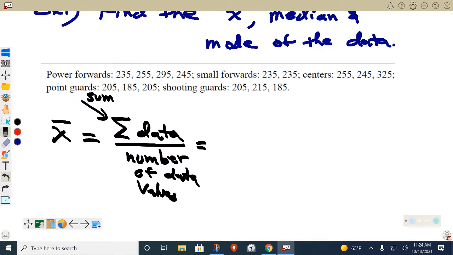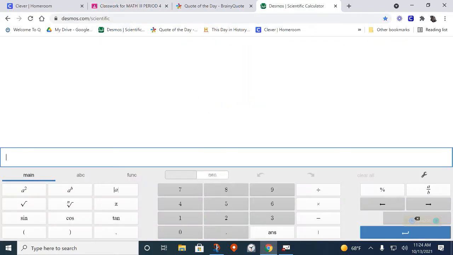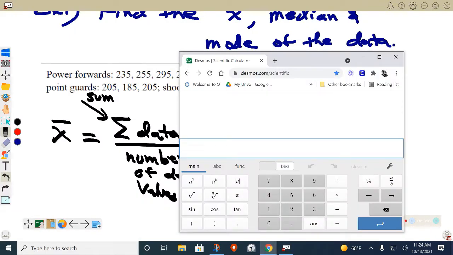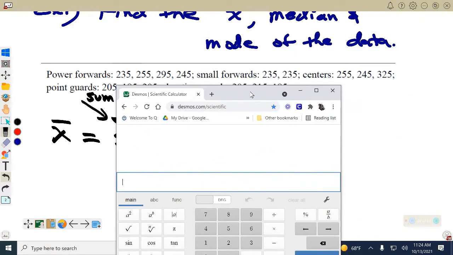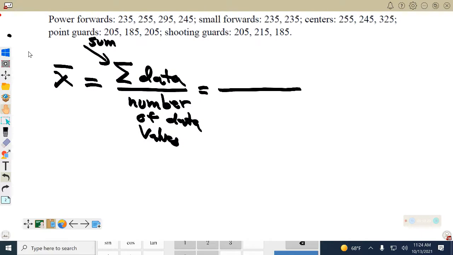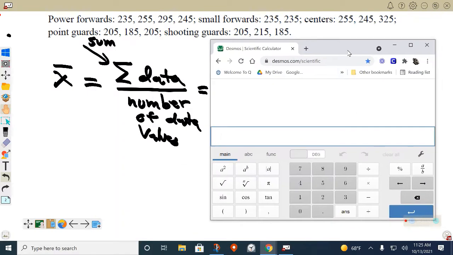Let me add up all my data values. I'm going to do it for us with my calculator. Let me bust out my Desmos scientific calculator here. So I'll do it for us. Just sit back and relax. I'll do the work for us. Here we go. So I got my calculator. Let me add up all the basketball players right now. Okay, I'm just going to add them all up.